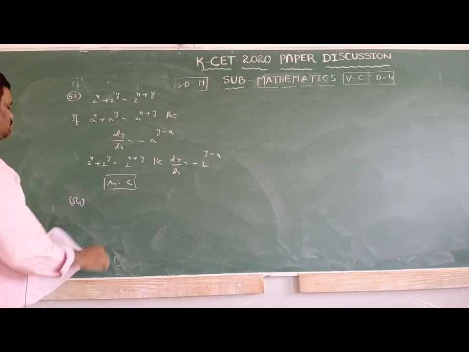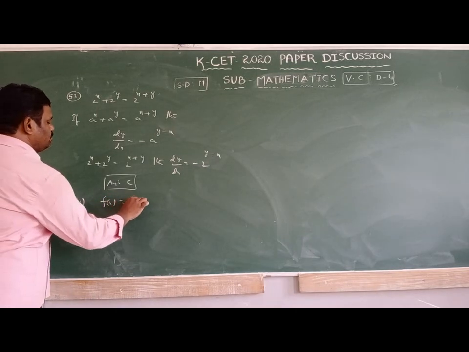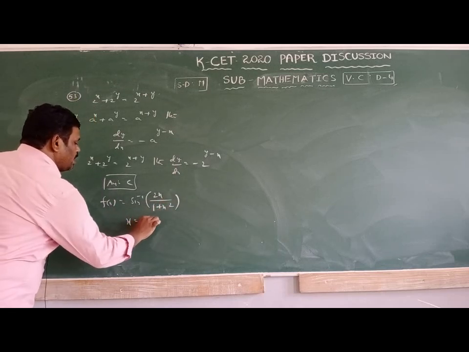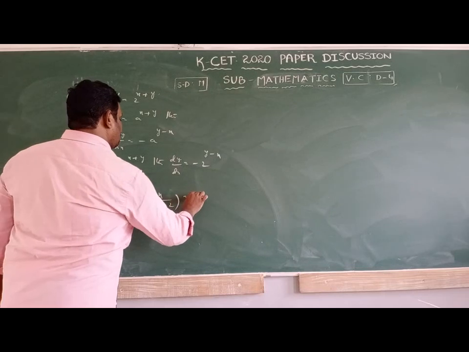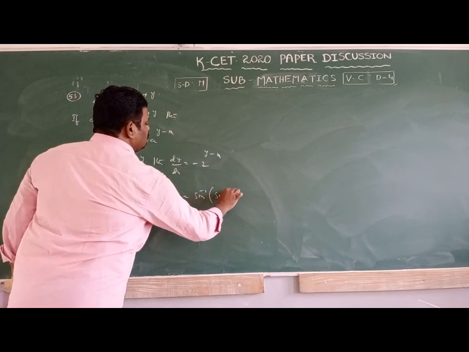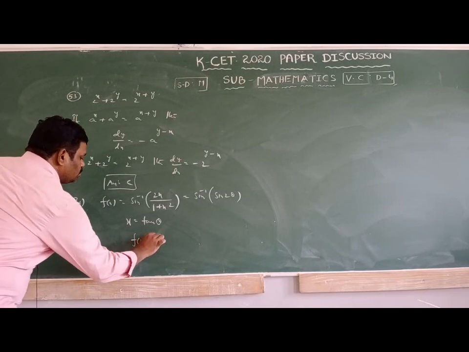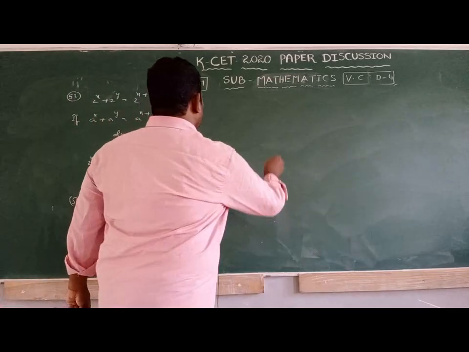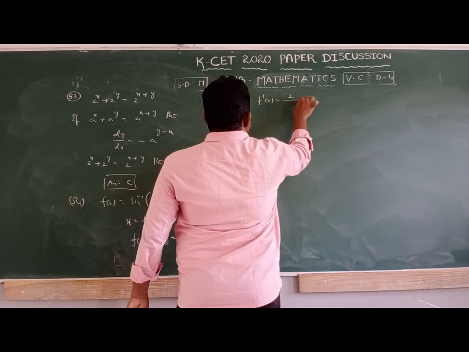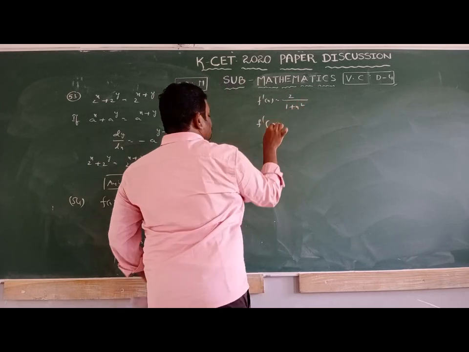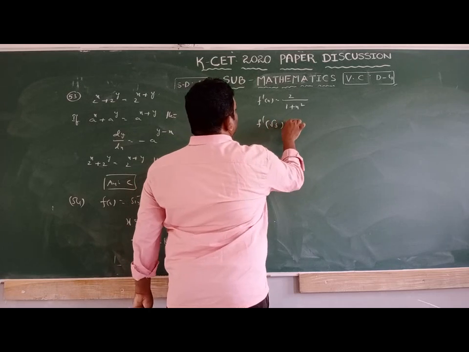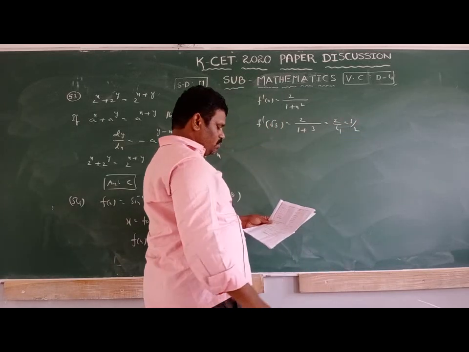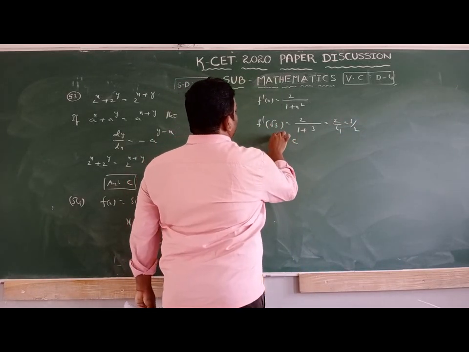Next, 54, so simple this one. f(x) is equal to sine inverse of 2x by 1 plus x square. Put x is equal to tan theta. Then sine inverse of sin 2 theta, by formula, f(x) is equal to 2 theta, which is 2 tan inverse x. Then the derivative: f'(x) is equal to 2 by 1 plus x square. f'(root 3) is equal to 2 by 1 plus 3, that is 2 by 4, which is 1 by 2. Option C. The answer is option C.